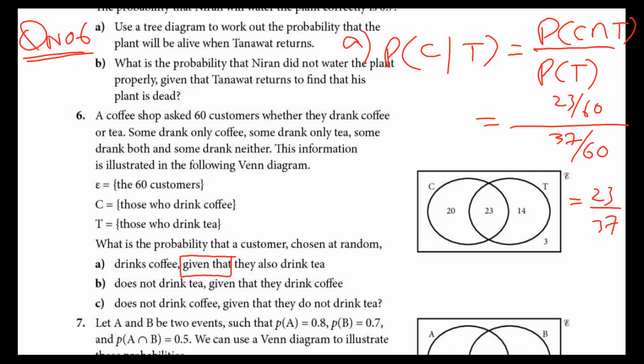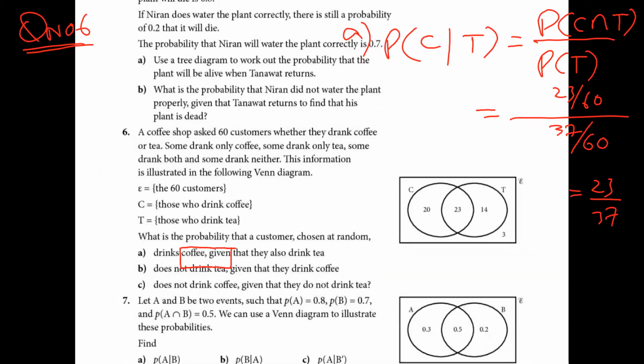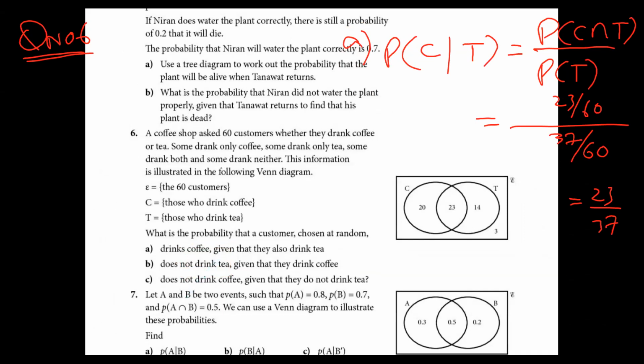This is part A. We have done it. Now let's talk about part B. What is the question he's asking here? Get ready, please. Does not drink tea, and look at here. I repeat, because some students don't know what "does not" means. Does not drink tea means T dash, T complement. Given that means slash, and they drink coffee means C. Here we write the slash. Sorry for that. I repeat again, what is the plan of action here? I tell the whole story once again.